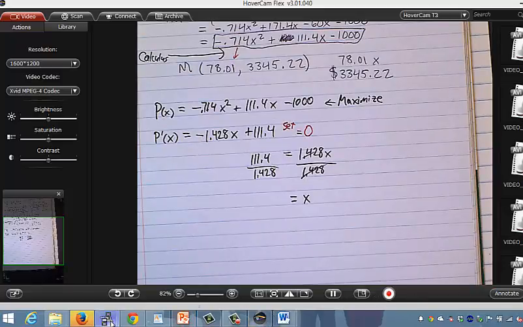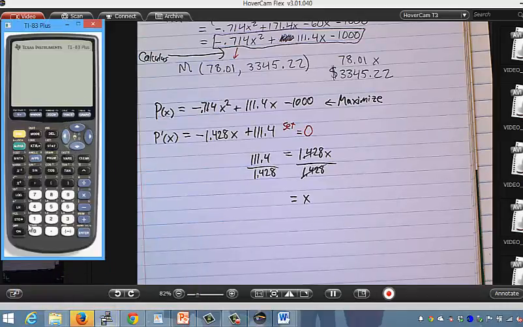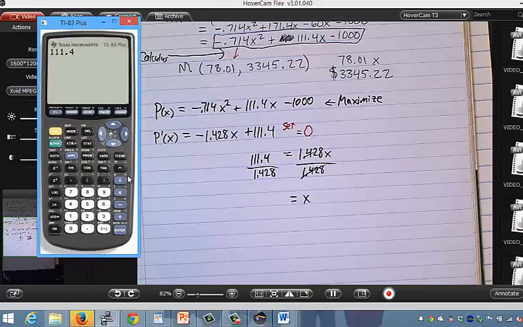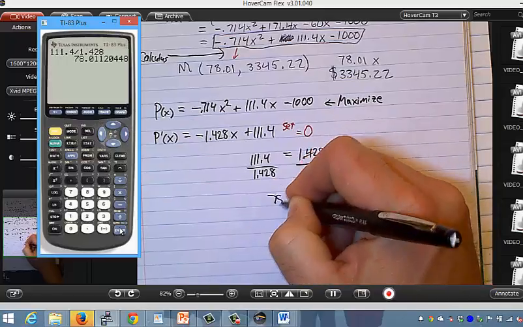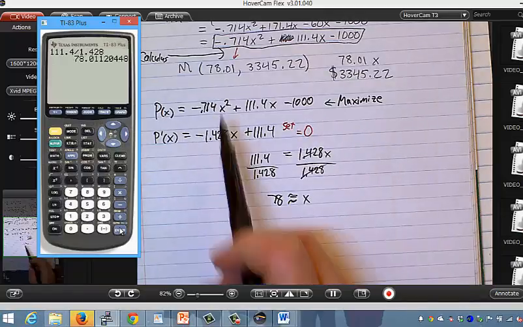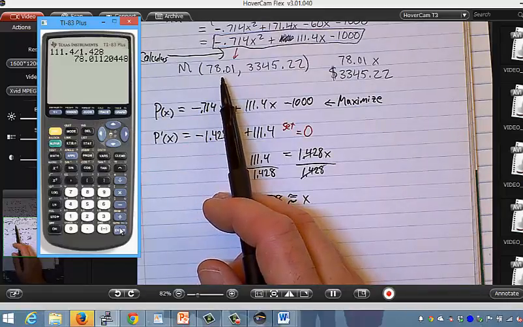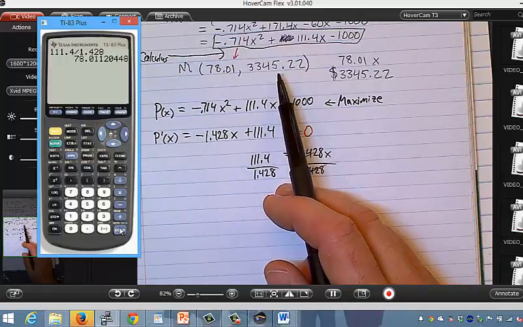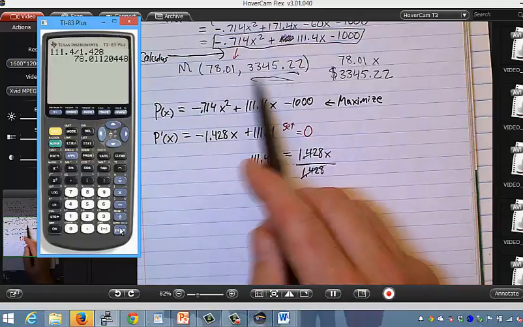Pull that out. Okay. Turn it on. Clear this out. We get 111.4, bring that out, we can see it a little better, divided by 1.428, and we'll get an x value, about 78, right? So supposedly I should make about 78 of these boogie lamps. And that's exactly what these guys said, 78.01, right? And they'll bring in about $3,300, right? How do you get this, by the way? This $3,300, yeah.